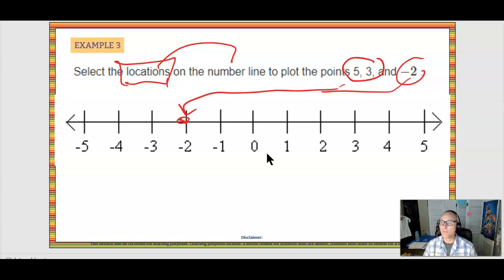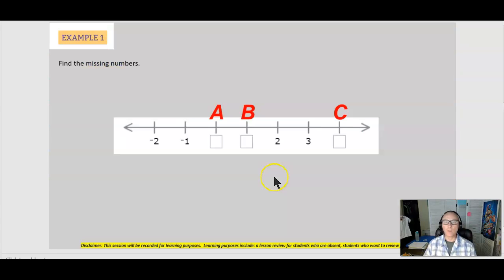What's a coordinate of 5 and 3? Can you spot them? Oh, those ones you've done before, right? So 5 here, 3 here. Those are coordinates. Yeah, okay.